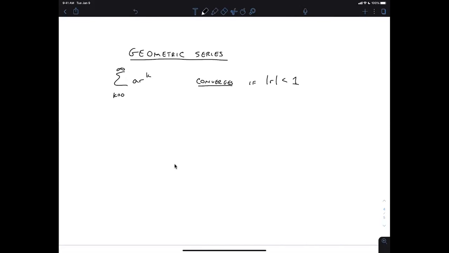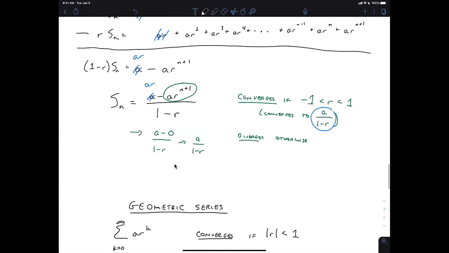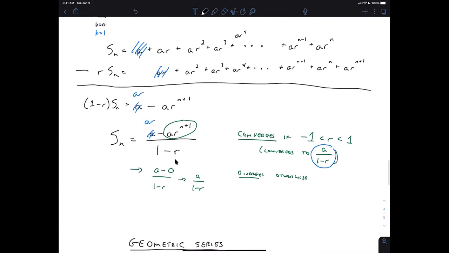Would it be less than or equal to? That's a good question. It's less than. So if it's equal to 1, it diverges. Less obvious, but we'll talk about why that is tomorrow. Okay. Back up here, what would happen if r was 1? Oh, you'd have 0 over 0. Have 0 in the bottom.